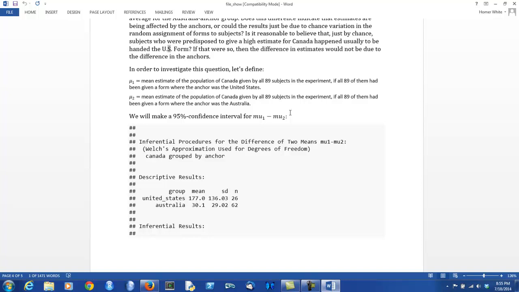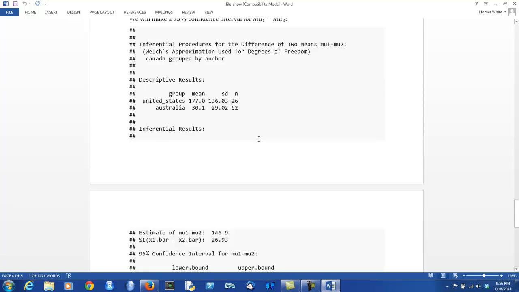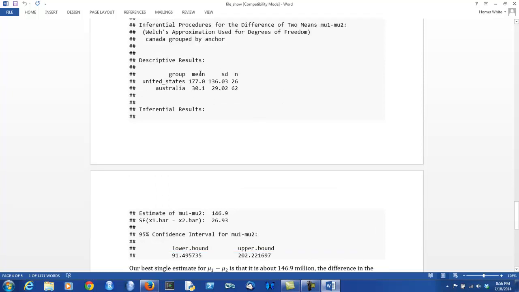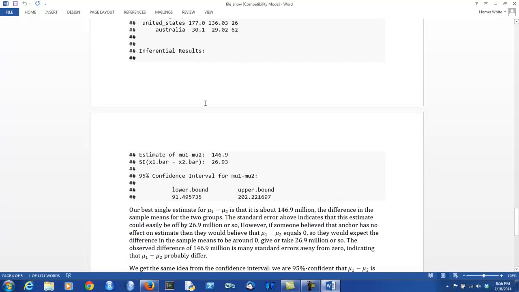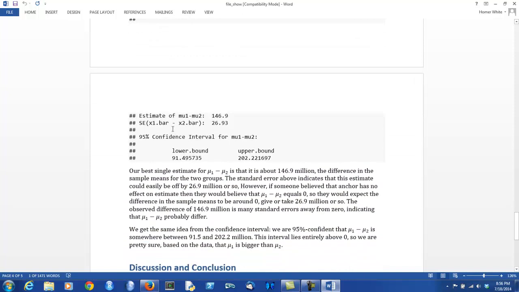But if you think the anchor has no effect on the estimates, you would believe that mu1 and mu2 are the same. In order to see whether it's reasonable to believe they're the same, we'll make a 95% confidence interval for mu1 minus mu2. Here's the output for a confidence interval procedure. First a little bit of descriptive results, and then what we're mostly interested in, the inferential results.